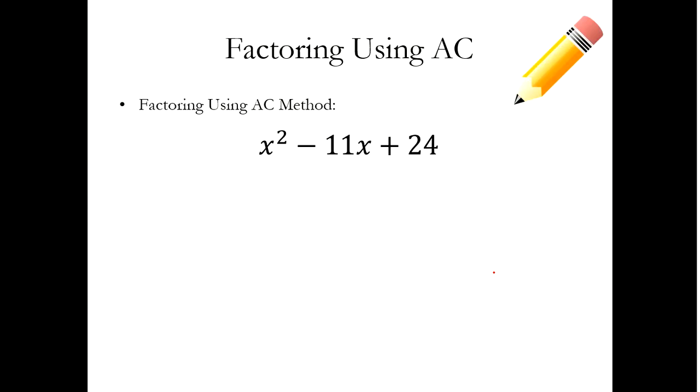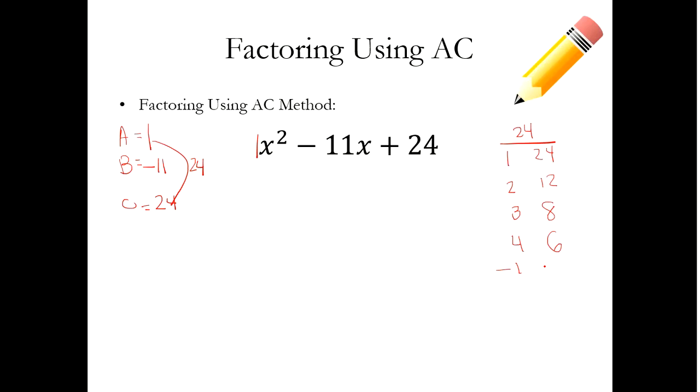Alright, let's try another one here. So I got x squared minus 11x plus 24. So let's identify our A, B, and C. A is 1 again. B is negative 11. Notice there's a negative, guys. Be careful with that. And then C is 24. So if I multiply here, it looks like I'm looking for 24 again. So we got 1 and 24, 2 and 12, 3 and 8, 4 and 6, and I got all the negative ones as well, right? Just like what we did before.